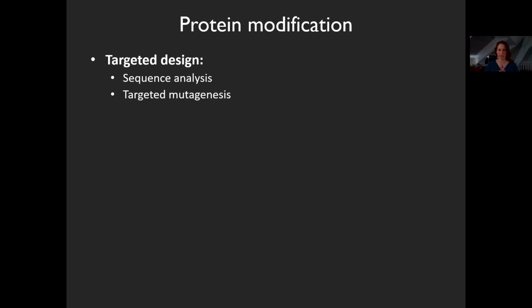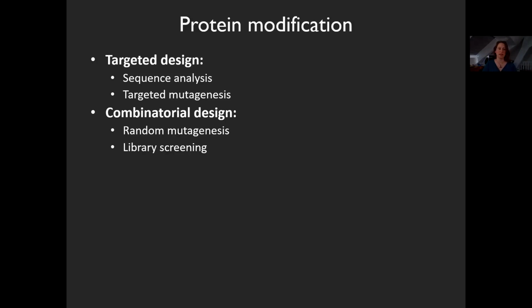You can do targeted design, looking at the sequence, looking at secondary structure prediction, and decide that you need to get rid of that C-terminal end. Do a targeted mutagenesis. You can also introduce some more interacting groups. You can do random mutagenesis and library screening. You can truncate domains. Say you've got two domains, you can truncate one off and crystallize only the one you're interested in. You can use fusion proteins and tags.